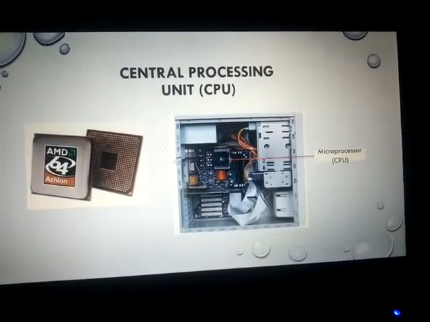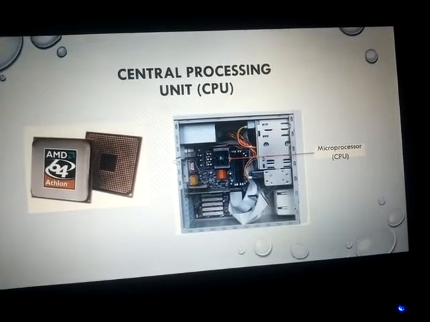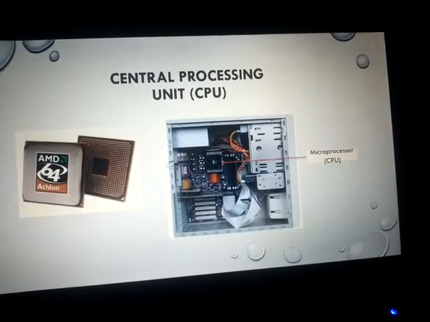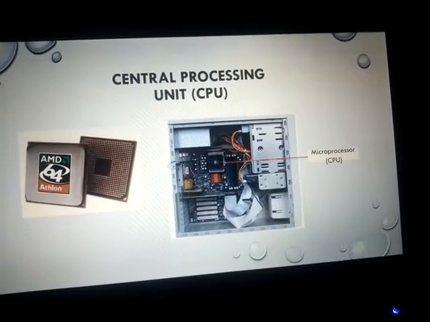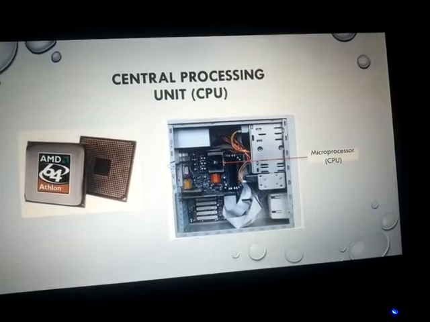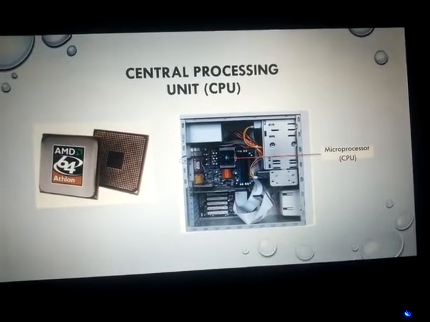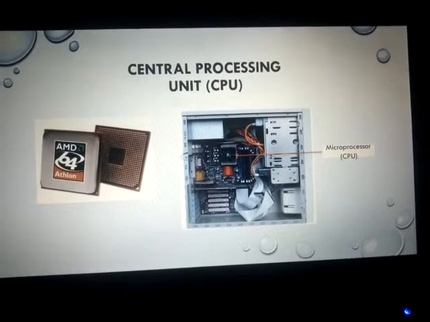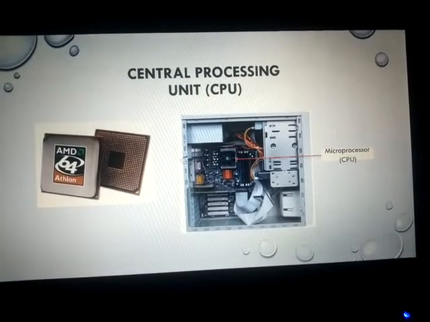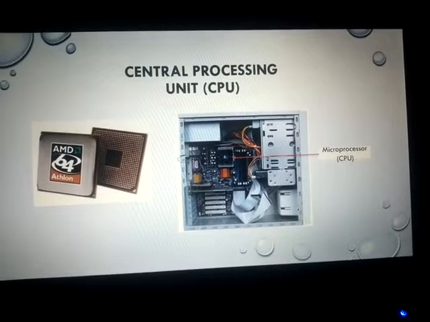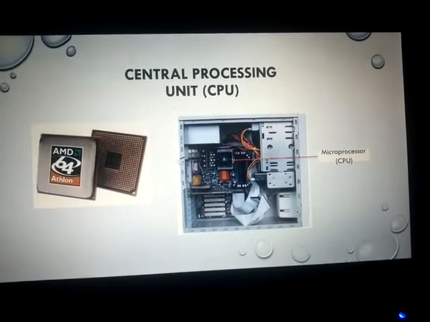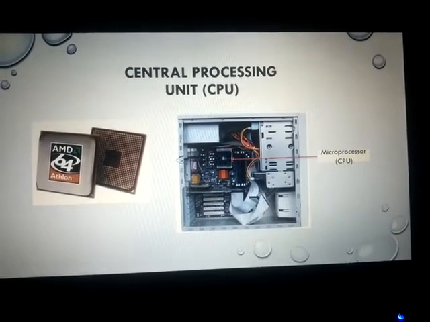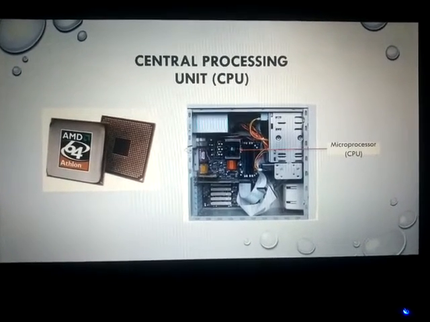Class, the topic of today is the central processing unit. What is the central processing unit? As you can see here, this is what we call the central processing unit. The central processing unit is the brain of the computer that controls the affairs of the computer.